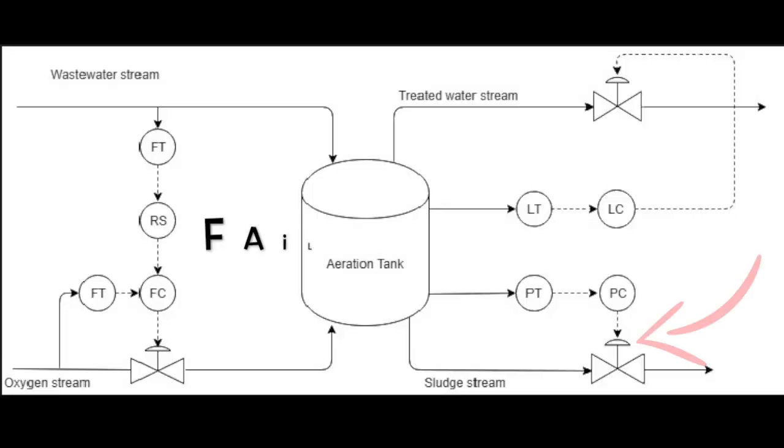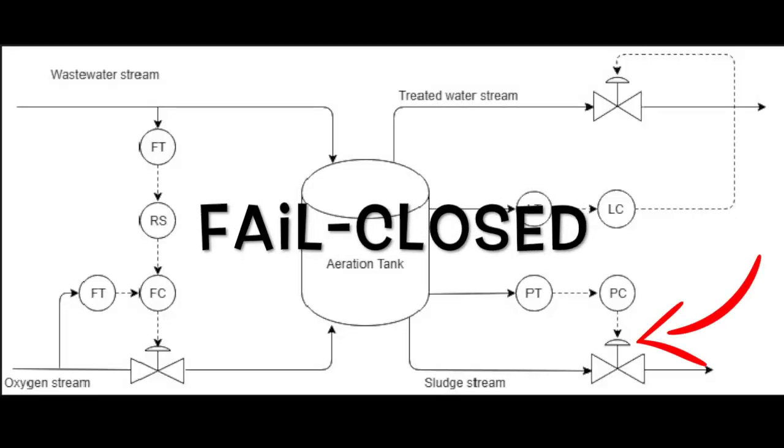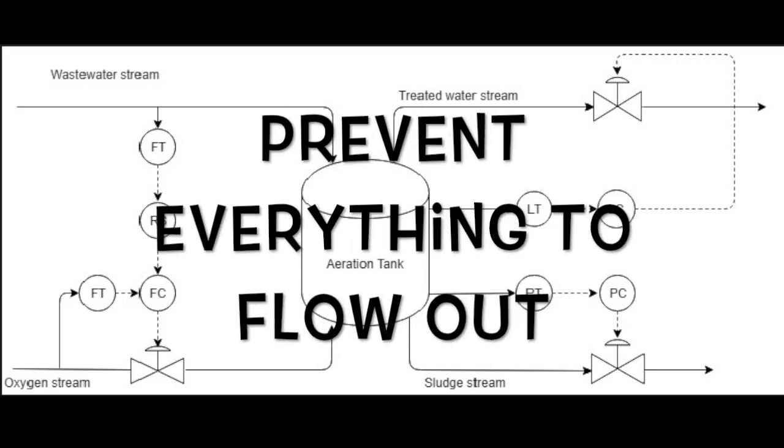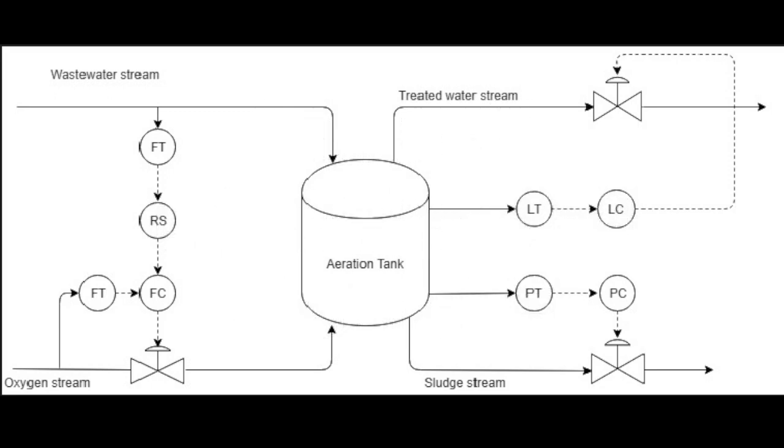The valve should be fail close because when the valve malfunctions, both the sludge and treated water in the tank will not flow into the sludge holding tank, as if there is no sludge in the tank, water will be flowing out through the pipe.